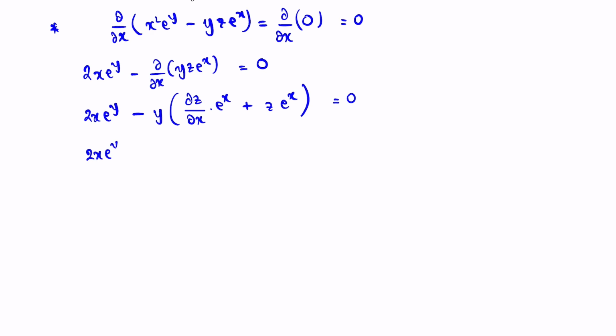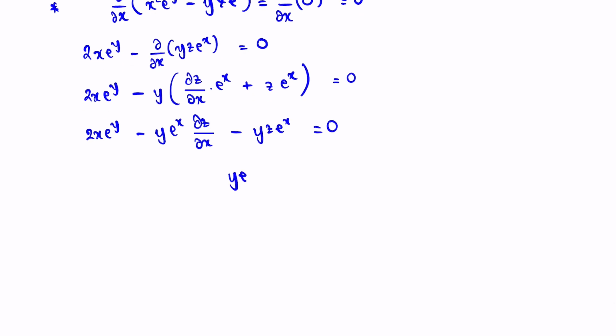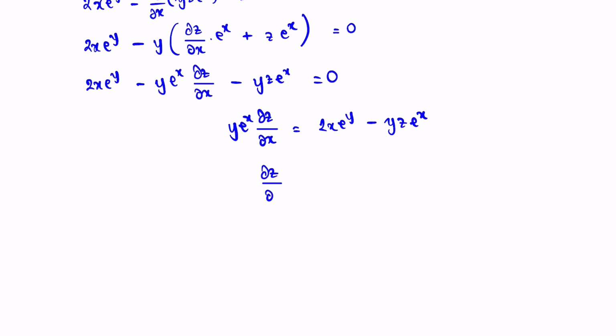So you have 2x times e to the y minus y times e to the x times partial z, partial x minus yz times e to the x equal to 0. Or you get y times e to the x times partial z partial x equal to 2x e to the y minus y z e to the x. And to get partial z partial x by itself, you're going to divide both sides by y e to the x, and you should get 2x times e to the y minus yz e to the x divided by y times e to the x.